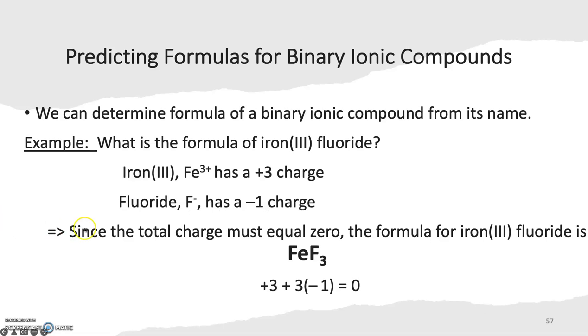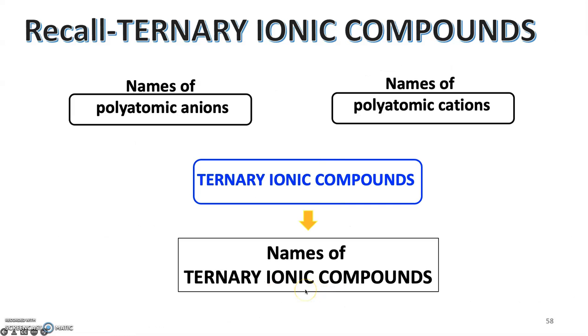Since the total charge must equal 0, the formula for iron(III) fluoride is FeF3. Each Fe ion has a plus 3 charge, and the 3 fluoride ions each have minus 1, multiplied by 3, that is minus 3. Plus 3 equals 0. Next is naming ternary ionic compounds.